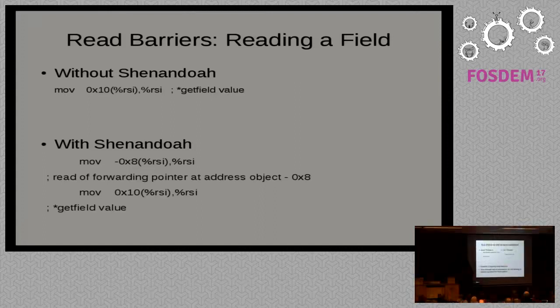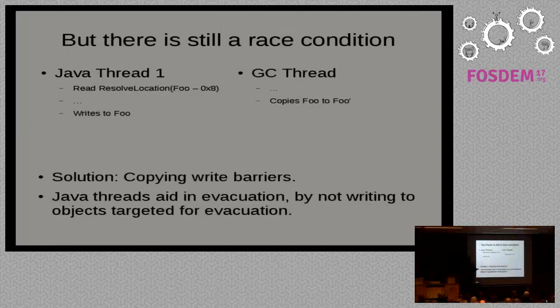There's still a race condition, if you're paying attention, right? Because we have one thread that resolves the forwarding pointer and then stalls out and writes to foo. And meanwhile, another thread copies foo. And this is a problem, so we also have to have a more complicated write barrier. We have a write barrier that copies the object first before you're allowed to write to it.